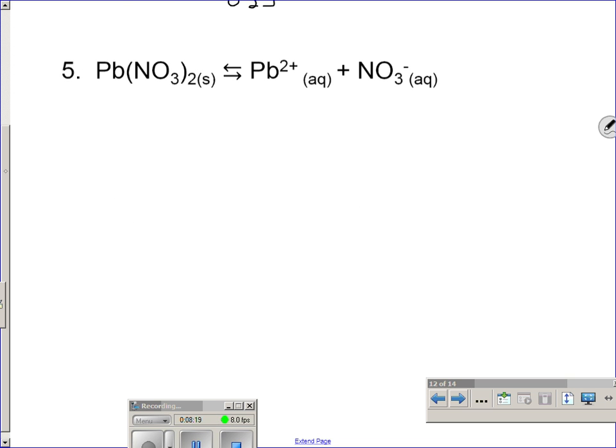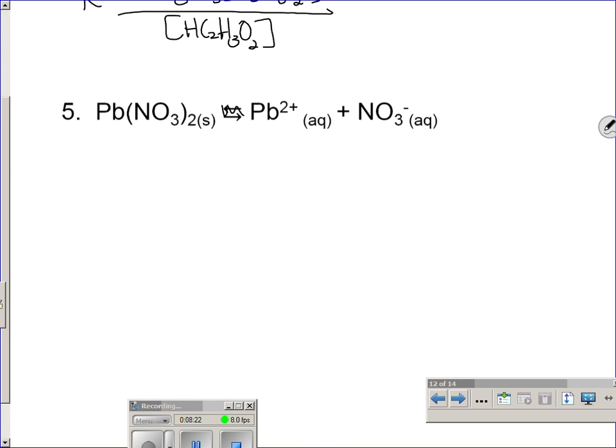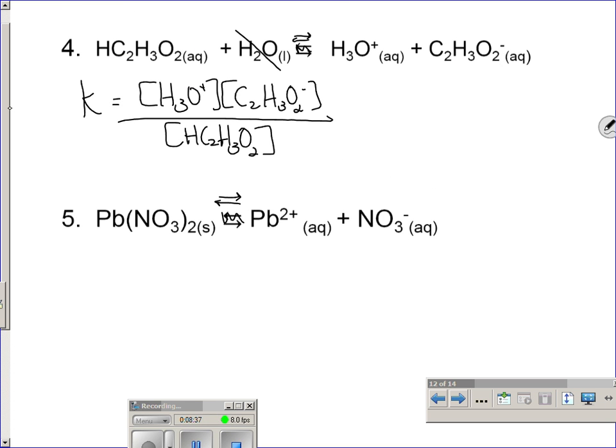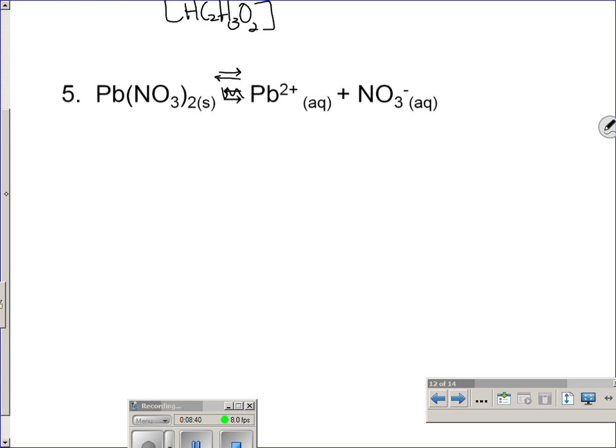This last representation is for the dissociation of a compound in water, because we have a solid dissociating into its aqueous ions. This is called solubility product equilibrium. Right? This number 4 was called acid dissociation equilibrium. But remember, we throw solids out. So equilibrium constant is equal to, oops, forgot to balance this one, the concentration of lead ion times the concentration of nitrate ion, and that concentration has to be squared.